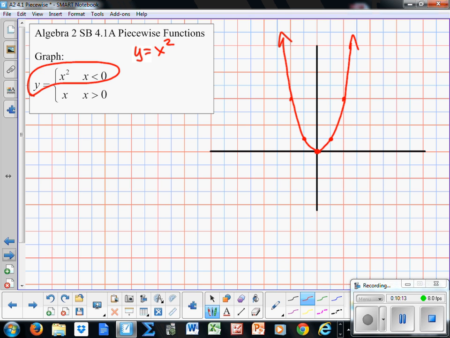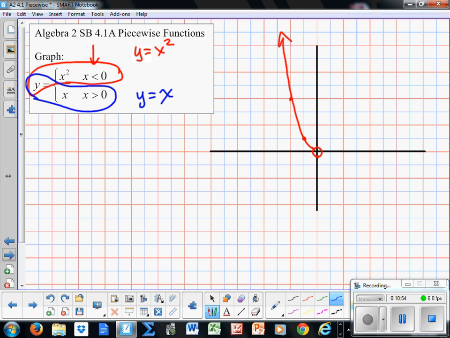Now, this particular one, let me erase a little bit of my notes here. It says less than 0. So less than 0 is the stuff to the left of the y-axis on this side. So what we're going to do is get rid of everything that's not less than 0. Now, paying attention to the endpoints, less than is not less than or equal to. So I'm going to put an open circle here to represent that it comes close to that point, but it doesn't actually include that point. This is now y equals x.